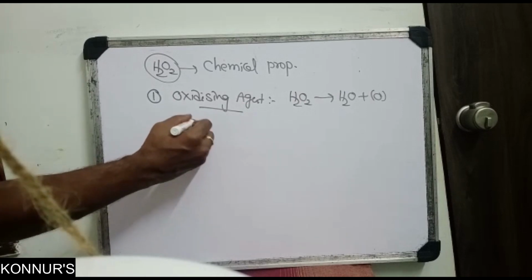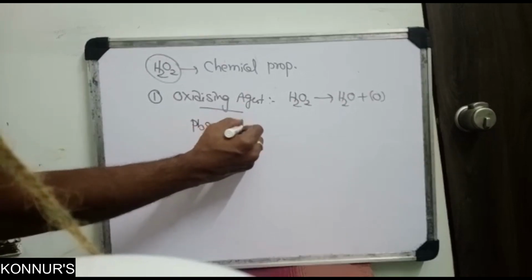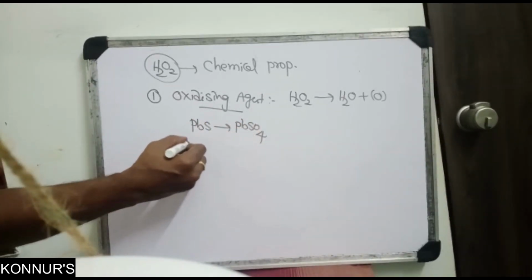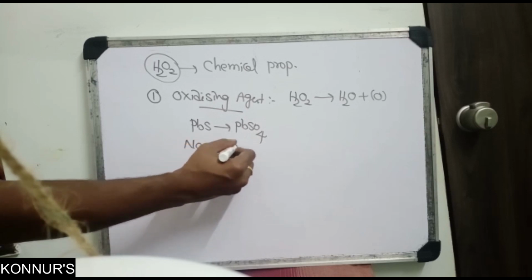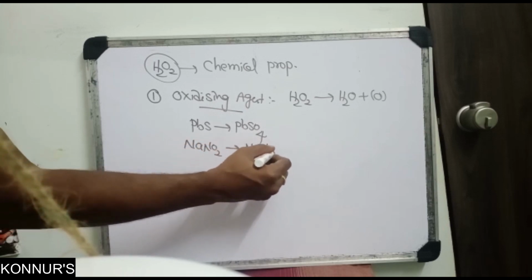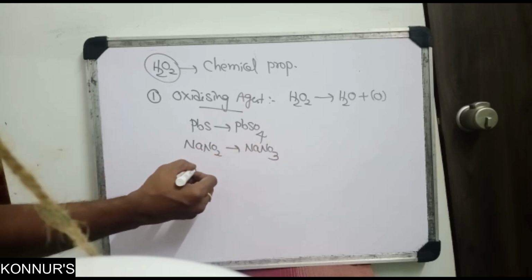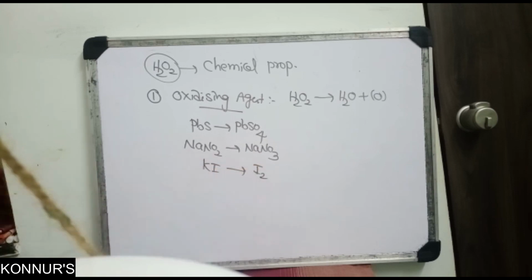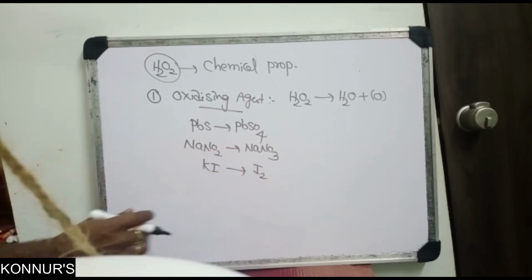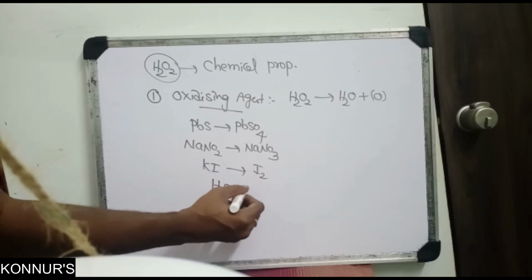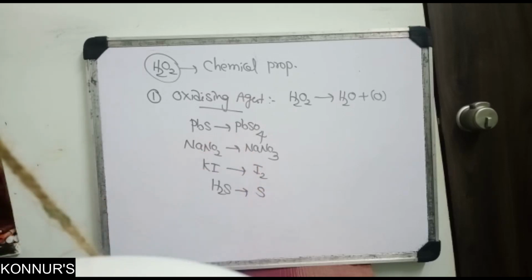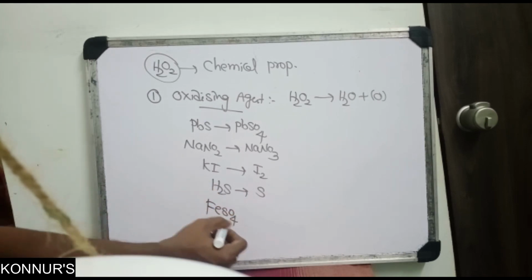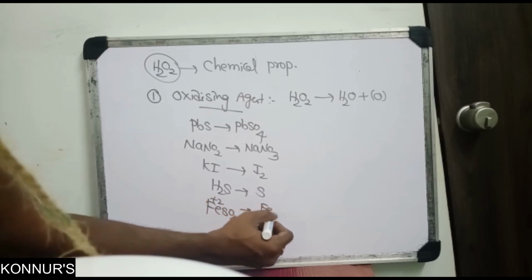So what are those? PbS becomes PbSO4, so oxygen is supplying for that. Suppose you take NaNO2, it becomes NaNO3. Oxygen is supplying. Next, suppose KI, I minus becomes I2, so that means the oxidation state increases to 0. Suppose you take H2S, it becomes sulfur, so minus 2 becomes 0, increases. Ferrous sulfate, so Fe plus 2 becomes Fe plus 3.